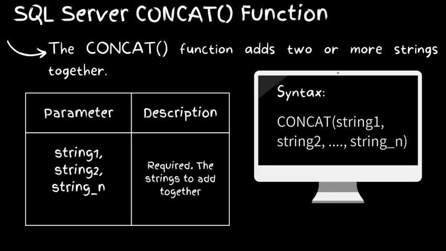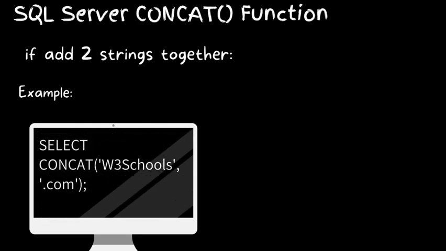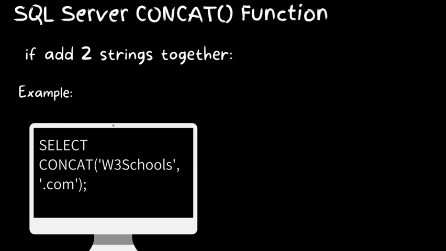Concat function. The concat function adds two or more strings together. The parameters are string 1, string 2, and string n. The description is the strings to add together. The syntax is concat open parenthesis string 1, string 2, and so on. Let's have an example, if we add two strings together, this is the example of the syntax.